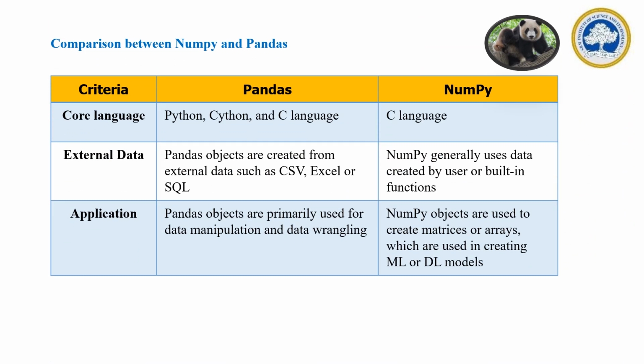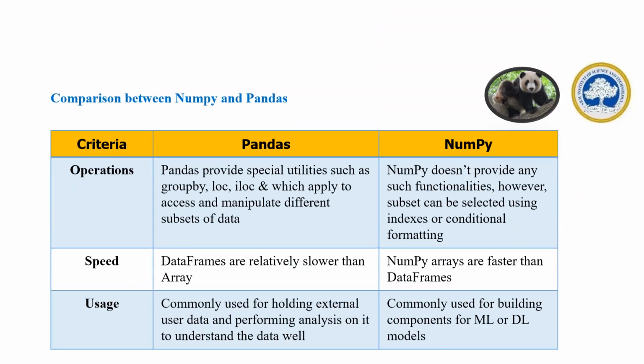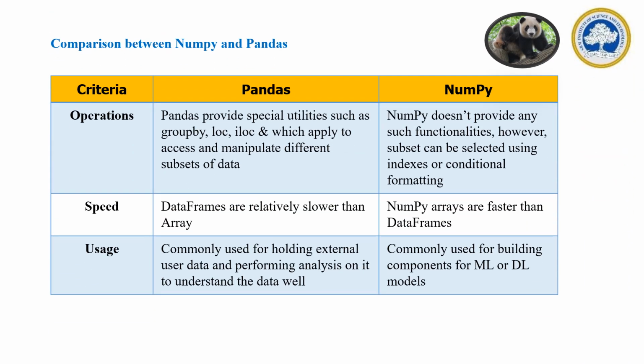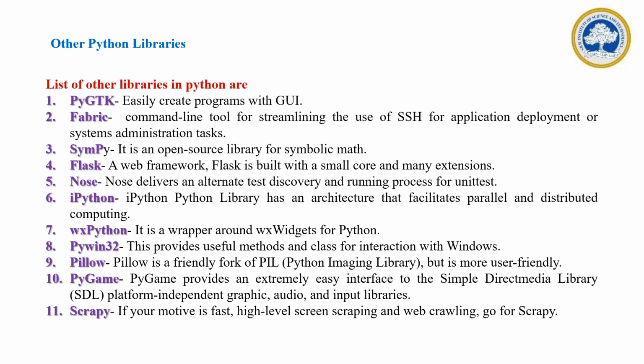Core language, if you take pandas, Python and C, whereas NumPy is C. External data, pandas objects are created from external data such as CSV, Excel, or SQL. Application, pandas objects are primarily used for data manipulation and data wrangling, whereas NumPy is used for creating ML or DL models. And operation speed, usage. So a lot of differences you are able to compare. In addition to these libraries, there are other library functions which I already discussed in unit number 4. So with this your Python is over.